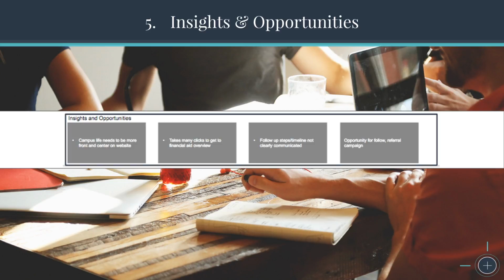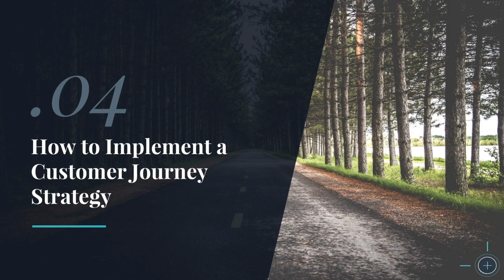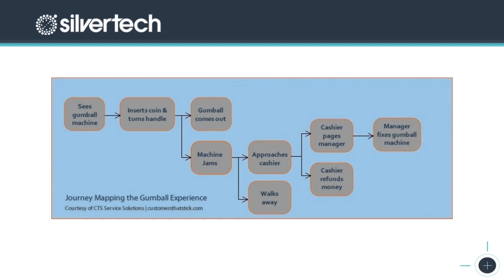Right. And I don't think you'll realize that until you actually sit down and map it out. Yes. As we'll get to, we have a good example coming up. So, how to implement a customer journey strategy. The first thing you really need to do is just believe in the value of customer journey mapping. Here's an example that I think will help us get there.